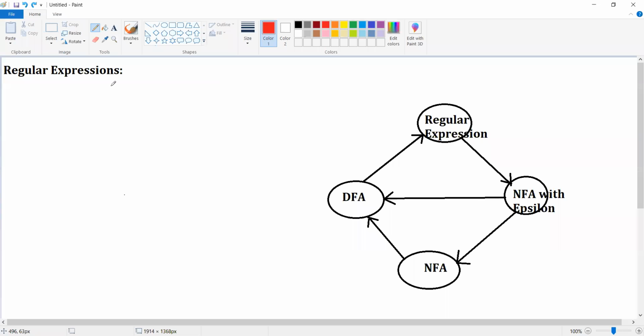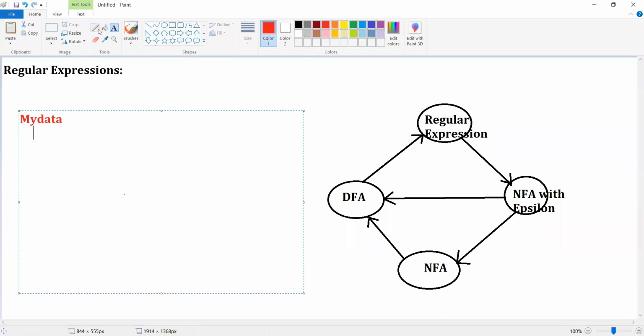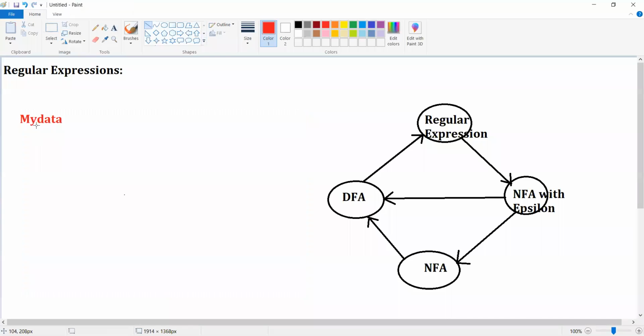Before we start the discussion about regular expressions, let's take one small example. Let us observe that I have a folder, something like my data. This is my folder. In this folder there are plenty of files available with me. What are the files? Let me write them one by one. Please wait for a second.